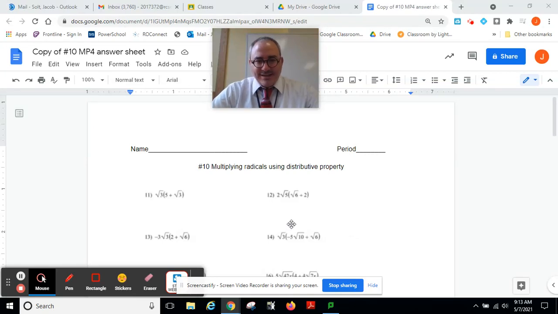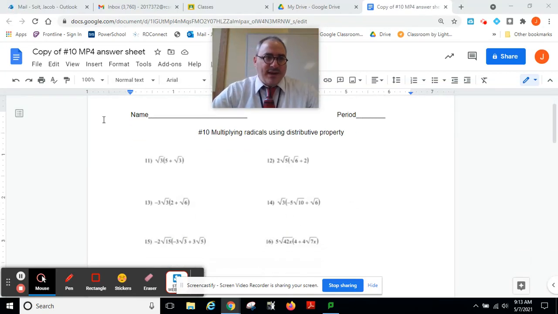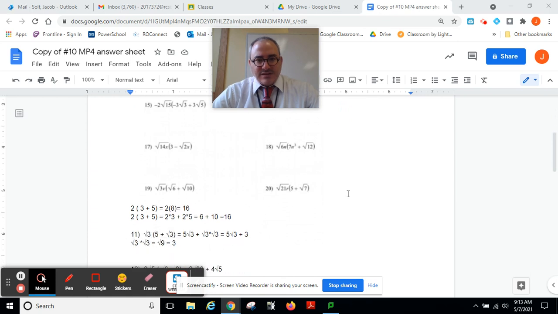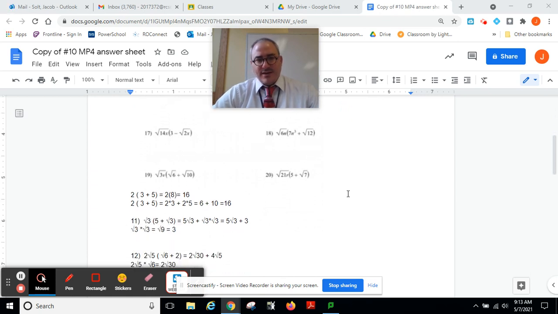All right, welcome back. Taking a second go at number 10, marking period 4, multiplying radicals using the distributive property. Last time did 11 and 12. Now I want to do some of the harder ones, kind of show you how that goes. All right, start with 18 here.